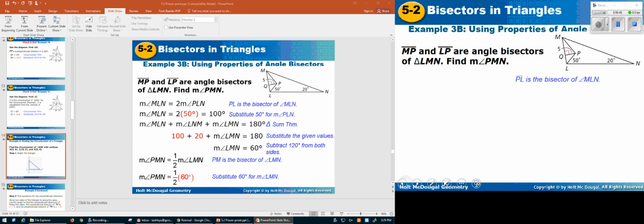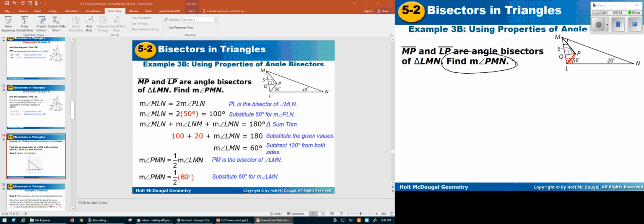So this should be the last problem that was in your notes, and we did the one where it asked you to find the distance from P to MN. We did not do the last one that said find the measure of angle PMN. Going back to what's been given to us, I highly encourage you to mark your picture. MP is an angle bisector. So again, it's an angle bisector of the triangle, which means it's bisecting angle M. LP is an angle bisector. So that means it's bisecting an angle of this triangle, L, splitting L into two congruent parts.